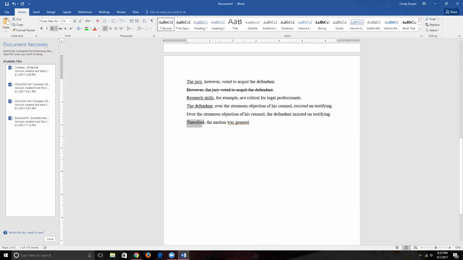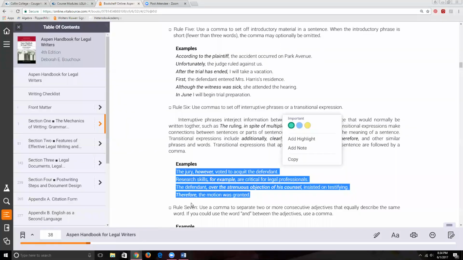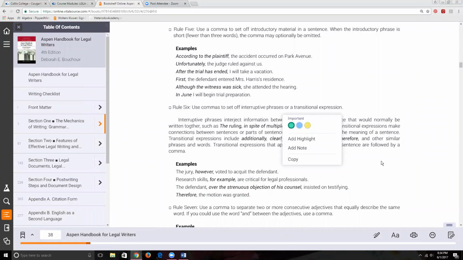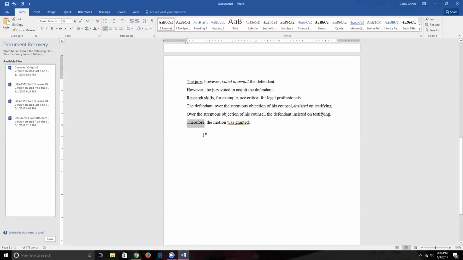Therefore is a very common interrupter or transitional. It's at the beginning of the sentence, so we could put this under Rule 5. They are calling it a transitional expression too, but I think it could fall under Rule 5 or Rule 6, as introductory material. Let's position it, though, so it's not at the beginning. We could say, the motion, therefore, was granted.